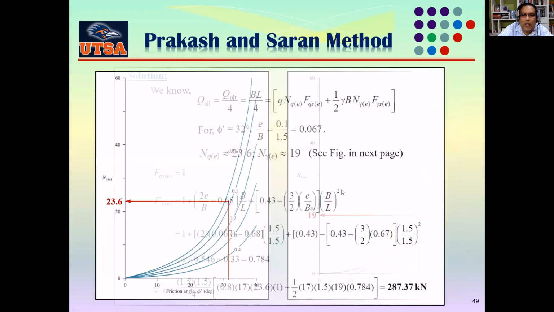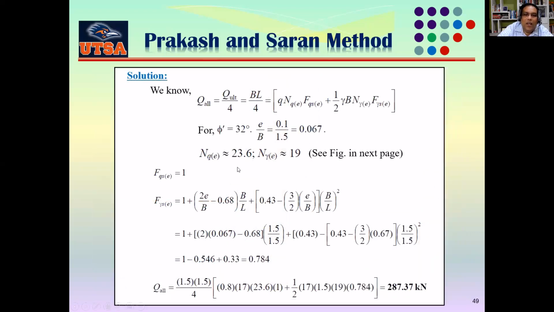Okay, so what we are going to do is plug these values into this equation, but before that, we can also find out your F_qsE and F_gammasE. So your F_qs is 1 by default, and F_gammas is equal to this one.